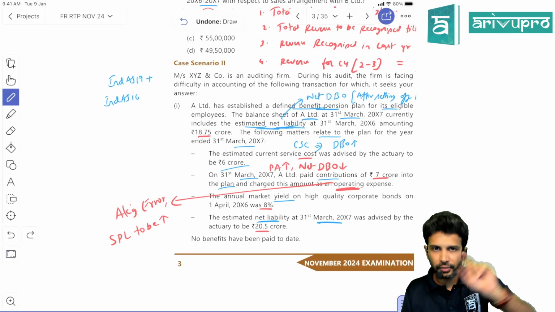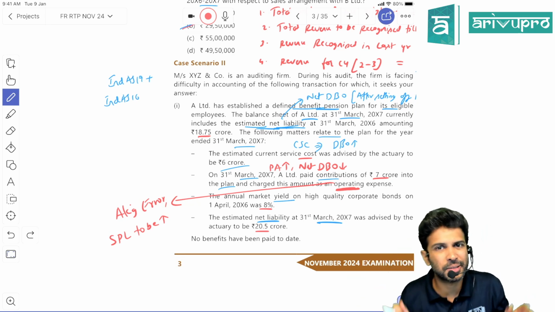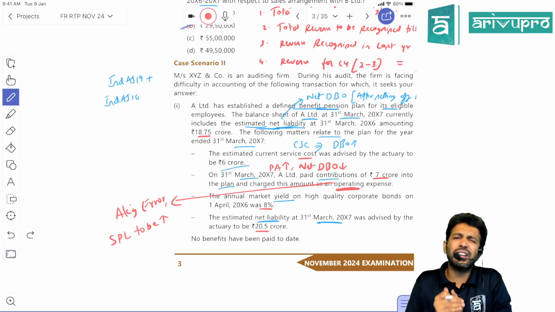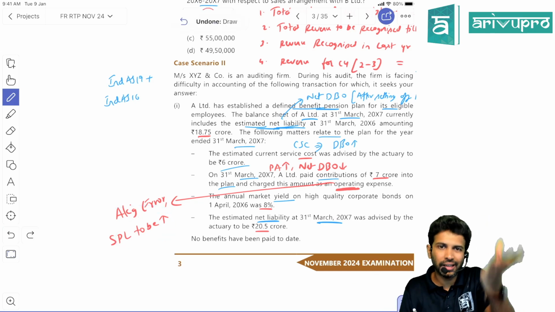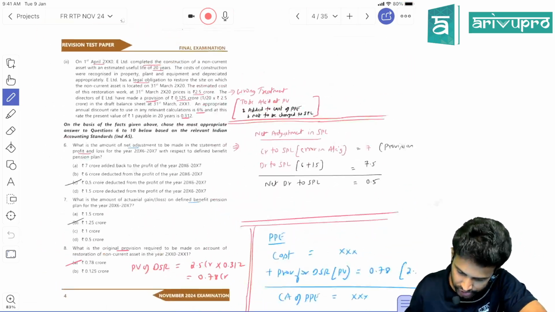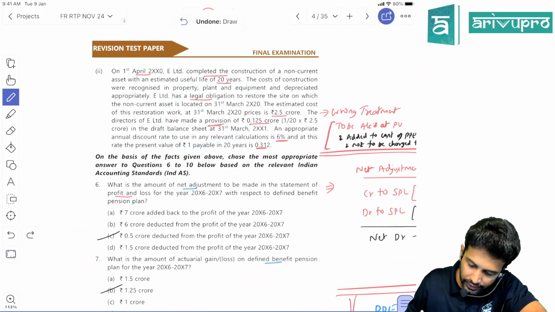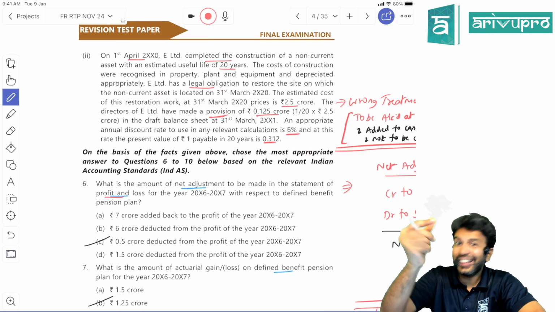So what do we have to do? He has treated this as an expense. So P&L balance has been debited due to the expense. So now we have to reverse this expense. So due to this, P&L balance will be credited, or we have to increase the P&L balance in this particular case. What have they asked in the question? So let's read that. This case study, we'll look at it later. What is the amount of net adjustment to be made in SPL they're asking? What is the net adjustment they're asking?